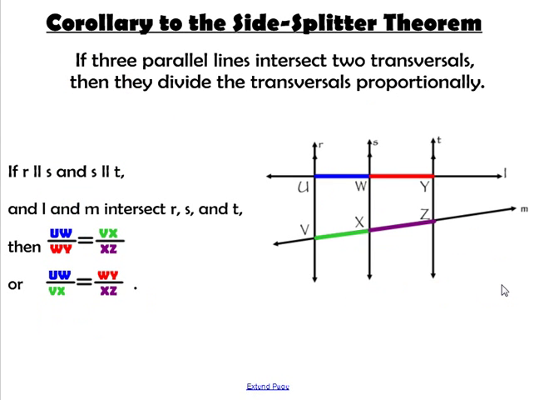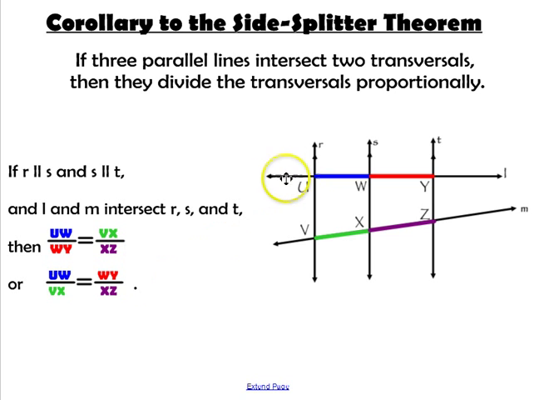Here's a corollary to the side splitter theorem. And a corollary is really just an added note to an already existing theorem that we're just altering a little bit. So if 3 parallel lines intersect 2 transversals, then they divide the transversals proportionally. So instead of having a triangle that gets split by a segment, it kind of gets split by 2, and we don't really see that tip of the triangle. But it's still proportional in the same way.